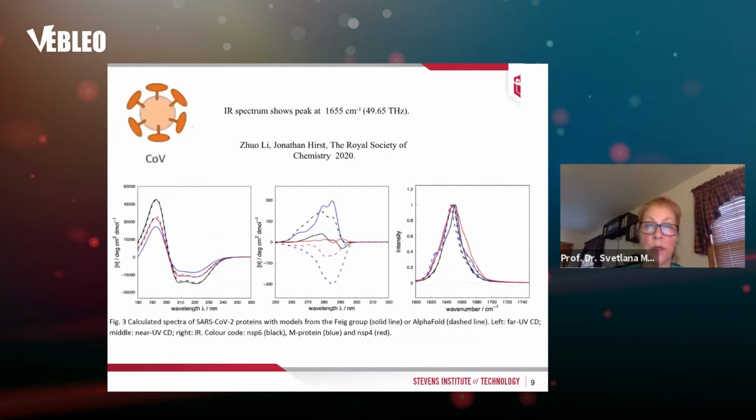The results are of broad validity, and they have application to detection of trace amounts of SARS-CoV-2 proteins that have a characteristic frequency at 4965 terahertz, as this calculation of infrared spectra show. So the methodology permits monitoring air quality related to COVID.